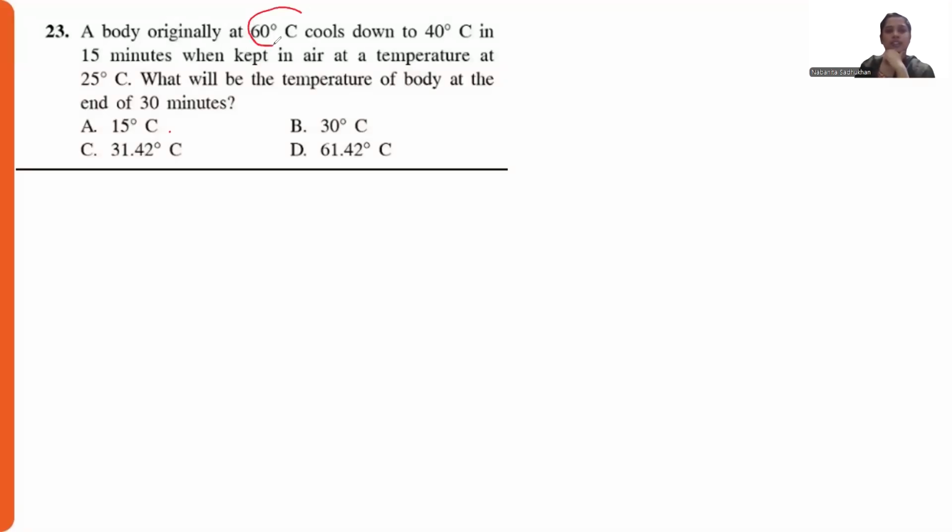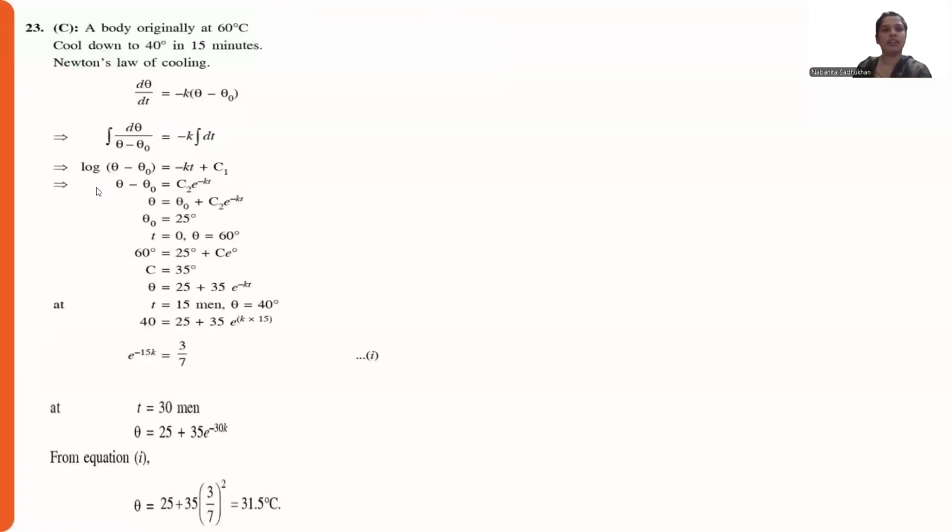The body was originally at 60 degrees Celsius and it is cooled down to 40 degrees Celsius in 15 minutes when kept in air at a temperature of 25 degrees Celsius. You have to find the temperature of the body at the end of 30 minutes, right? Okay, so we have the body was originally at 60 degrees, right? Now it is moved to 40 degrees in 15 minutes.